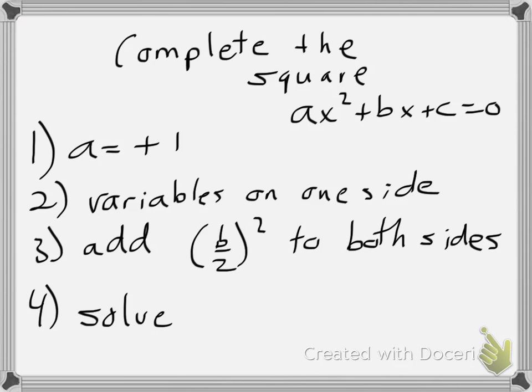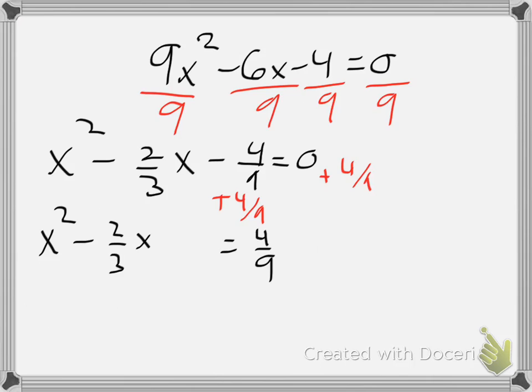Now looking back to my steps, I want to add the quantity b over 2 squared to both sides. For a question like this, it can be tricky because we're working with a fraction. But I want to use b as it is at this point. So I would not use 6 or negative 6 as the b value. That's what we started with. We do want to use negative 2/3 in this case. So I'm going to take negative 2/3, take half of it, and then square it.